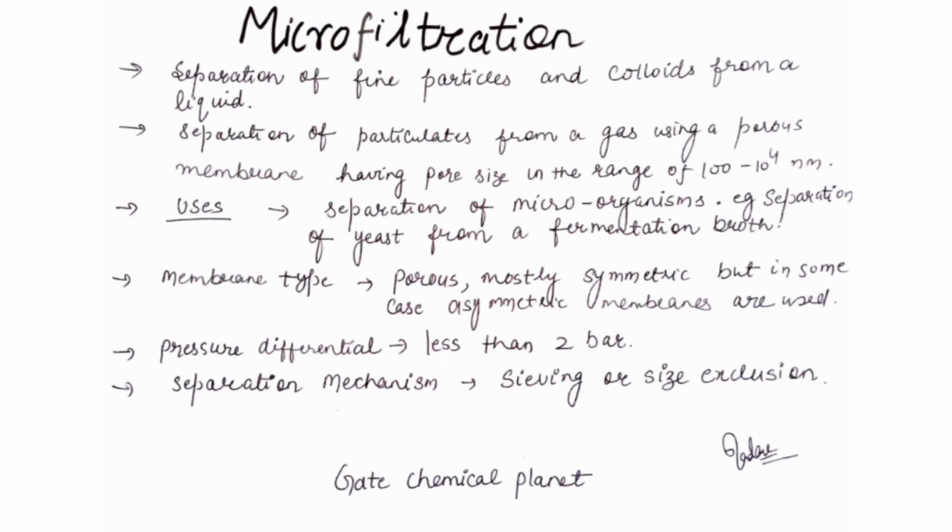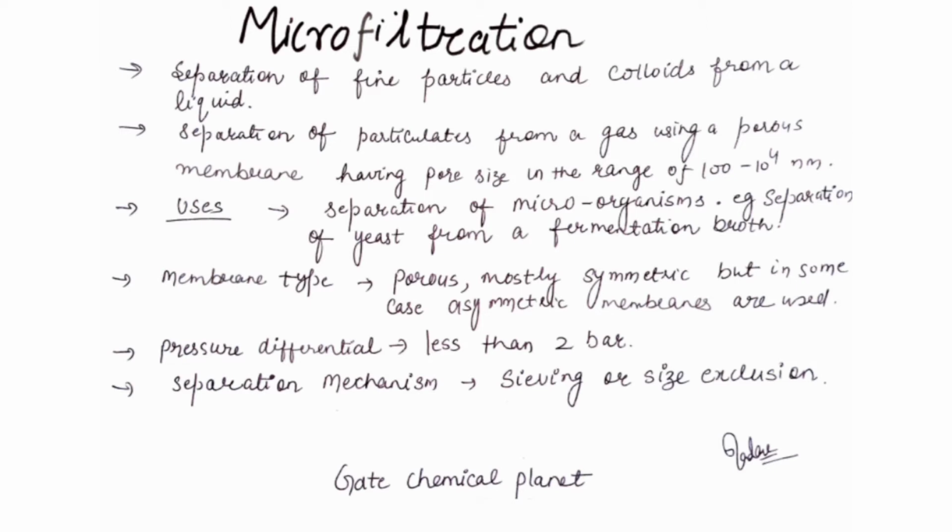It is the separation of fine particles and colloids from a liquid, and the separation of particulates from a gas, using a porous membrane having pore size in the range of 100 to 10 to the power 4 nanometers. So in case of microfiltration, what are we separating? We are separating fine particles and colloids from a liquid, okay, and particulates from a gas using a porous membrane. And what is the pore size range? The pore size is in the range of 100 to 10 to the power 4 nanometers.